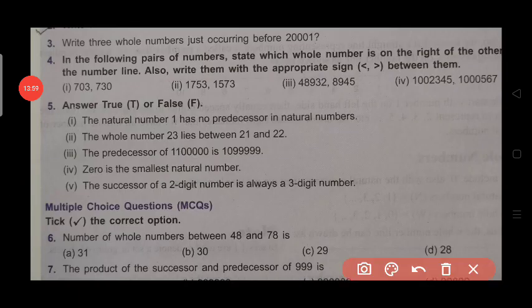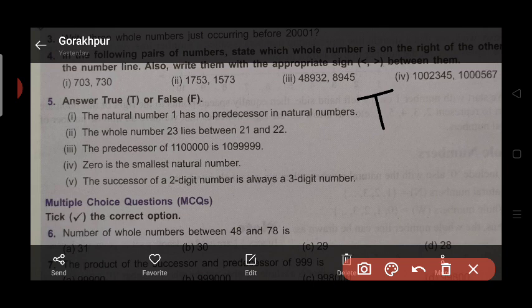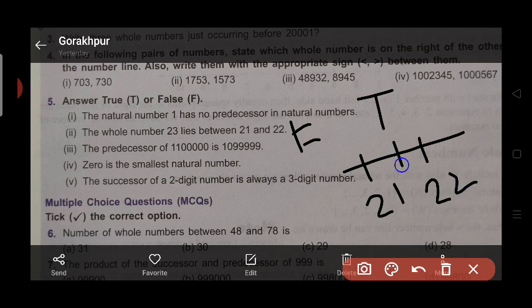Next is true and false. The natural number 1 has no predecessor in natural numbers. Yes, that is true. Why so? In natural numbers, 1 is the smallest natural number and there is no predecessor of 1 in natural numbers. Okay. The whole number 23 lies between 21 and 22. That is false. Because suppose this is 21 and this is 22. So 23 does not lie in between them but away, after 22.